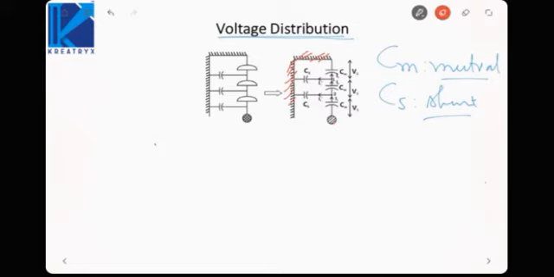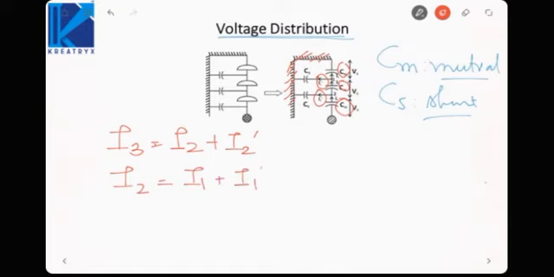Now we have assumed currents something like this. In these capacitors we have I3, I2 and I1. Here the currents are I1 dash, I2 dash. If we apply KCL, I3 will be equal to I2 plus I2 dash, and I2 will be equal to I1 plus I1 dash. Now suppose we apply KCL at node 1: I2 is equal to I1 plus I1 dash.